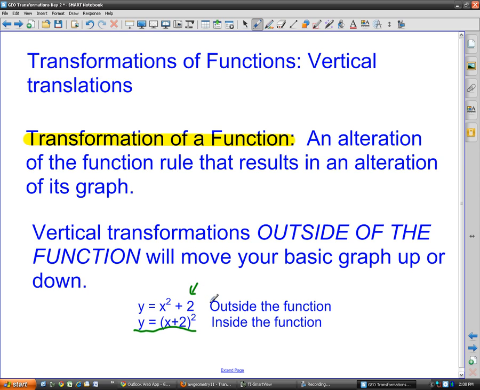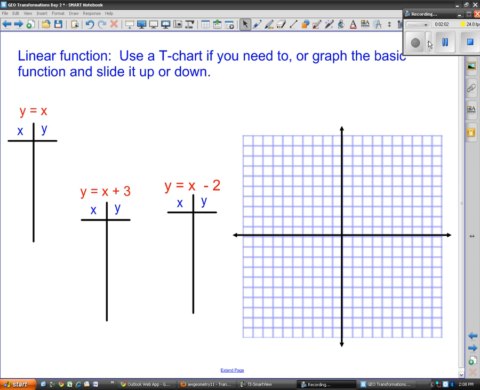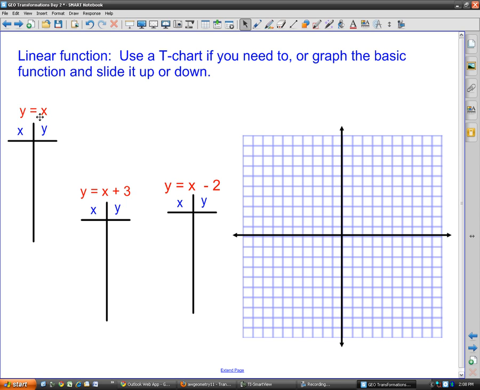So that's what we're looking for. This part right here is what we want, and this is what we're looking for in all of our graphs. We need to make sure that it's outside the function, and so it moves up and down. So let's move along here. At this point, we're going to graph a bunch of linear functions. These are the basic functions, and we're going to see how they slide up or down.